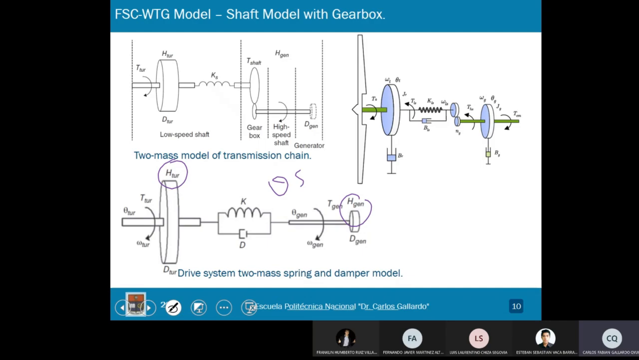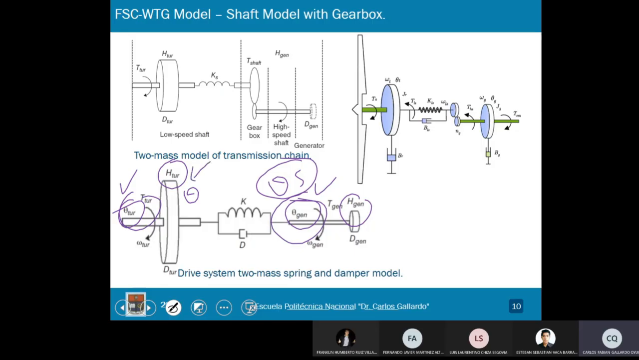Pay attention, I will have here 2 angles. The first one is the angle of the generator, and the second one is the angle of the turbine. So I will copy here the generator angle and the turbine angle. This is the relative angular displacement between the 2 masses, which I will call theta s. Once again, the relative angular displacement, theta s, between these two masses.